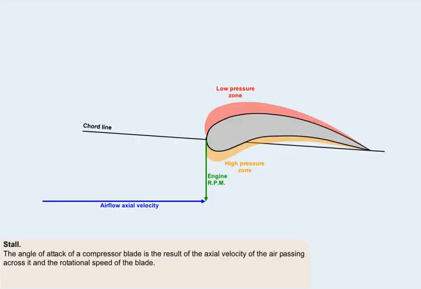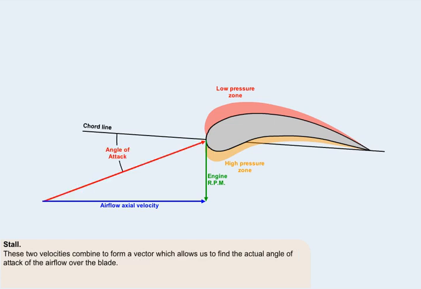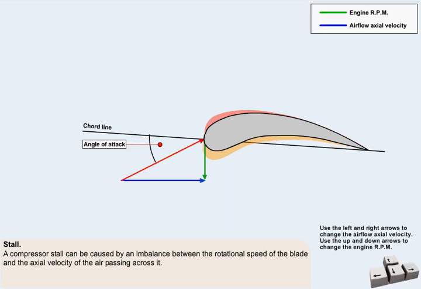Let's examine the phenomenon called stall more closely. We've said that the angle of attack of a compressor blade is the result of the axial velocity of the air passing across it and the rotational speed of the blade. We said that the forces of the air's axial velocity and the engine RPM combine to form a vector, which allows us to find the actual angle of attack of the airflow over the blade. So, a compressor stall can be caused by an imbalance between the rotational speed of the blade and the axial velocity of the air passing across it, which can occur for various reasons, some of which we'll now examine.